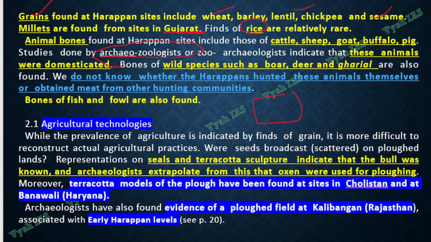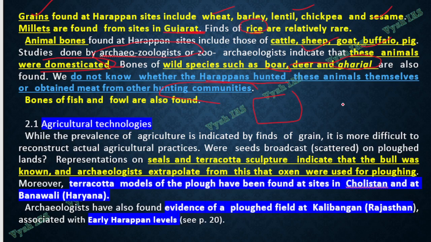Then animal bones were found of the domestic ones, that is cattle, sheep, goat, buffalo, pig; all these were domesticated. But there were wild species also, like the boar or wild pig, deer, gharial, which is a form of crocodile. All these things were found, and we do not actually know whether they were hunting themselves or whether there were other hunting communities with whom the Harappans had some trade relation, where they would give something and in exchange get the animals. That we are not clear.